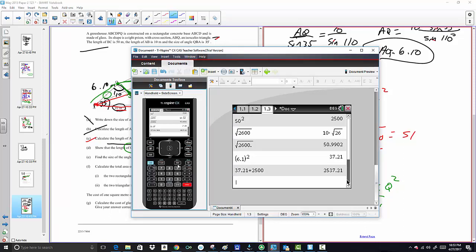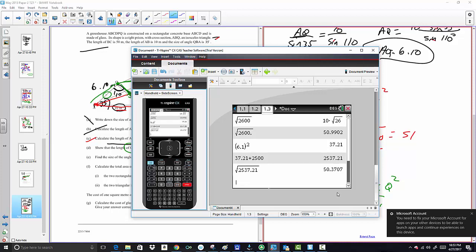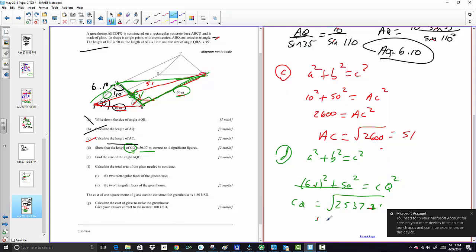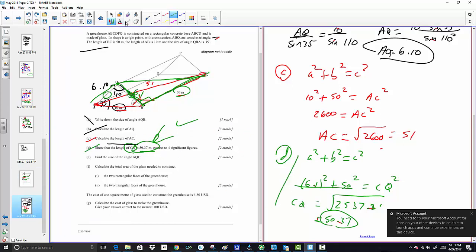So we'll take the square root of this. Control negative sign will give you the previous answer. I hit enter. It's going to be 50.37. 50.37 as proven. And that's what they told me it was going to be. It's kind of obvious, so we already knew that, right? So great, we showed it. We have to show this work. That's what they're looking for.